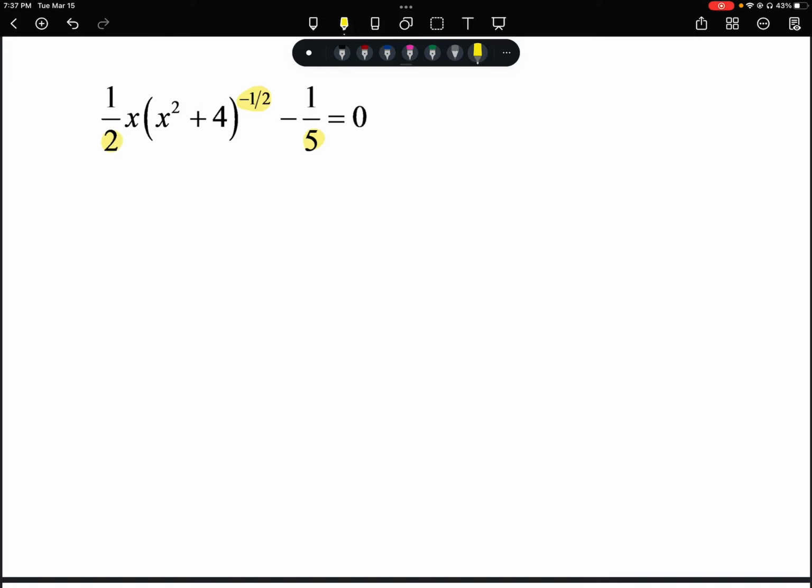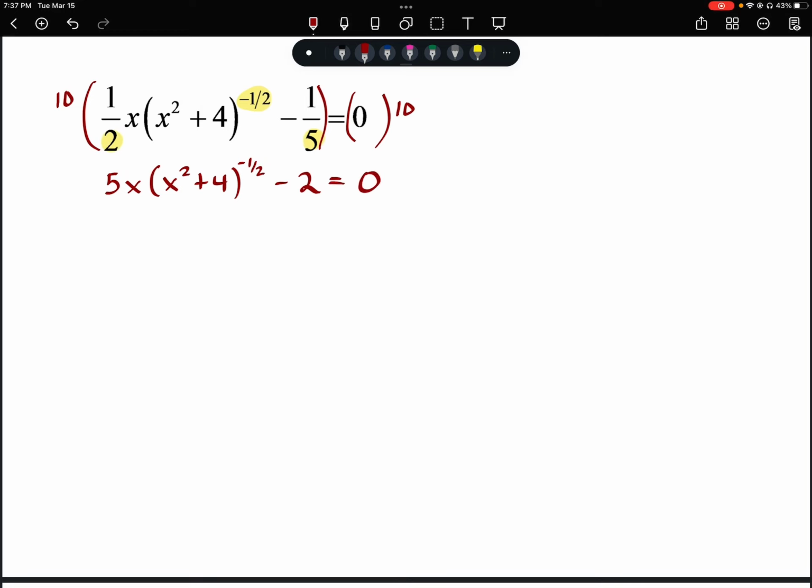We can get rid of the fractions part of it. Let's just multiply each side by our least common denominator. So both 2 and 5 go into 10. So let's multiply both sides by 10. So now we're looking at 5x times the quantity of x squared plus 4 raised to the negative 1/2 power. And then 10 times negative 1/5 is going to be a negative 2. And then we get that equals 0.